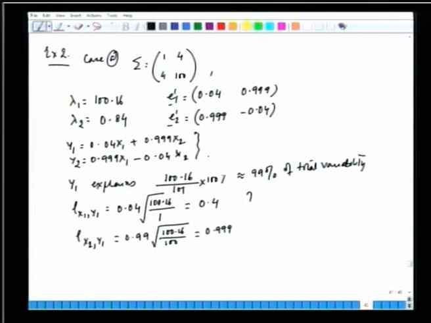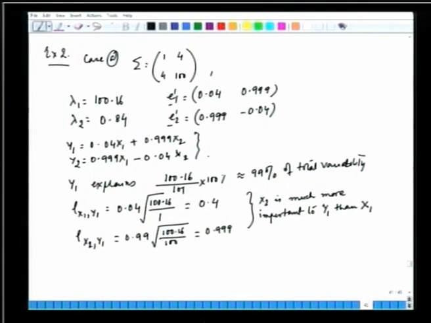Right. So, this tells me that x2 is much more important. The degree of association of y1, the only principal component that we are considering, is much higher with the second variable than with the first variable. Perfectly okay, there is no problem with that. So, x2 is much more important to y1 than x1.